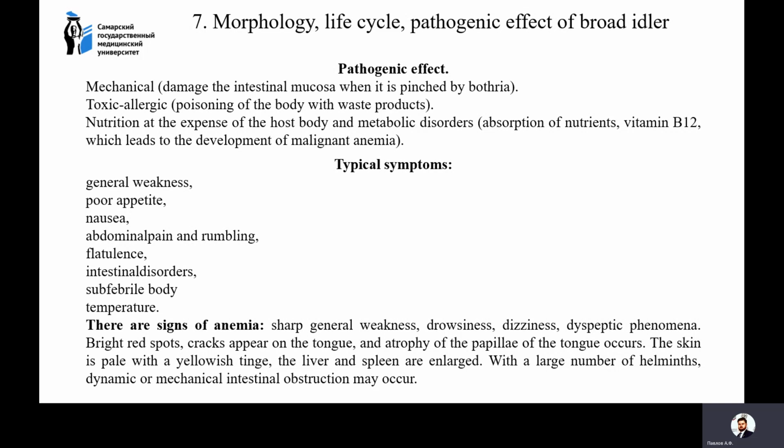Bright red spots or cracks appear on the tongue and atrophy of the papillae of the tongue occurs. The skin is pale with a yellow tinge. The liver and spleen are enlarged. With a large number of helminths, symptoms of mechanical intestinal obstruction may occur.